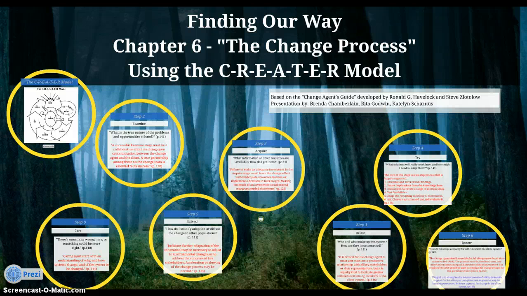Havelock and Zlotolo's change theory allows us as agents to change our own way of thinking by sequentially and systematically following the 7 stages discussed in this presentation to bring about change and innovation.